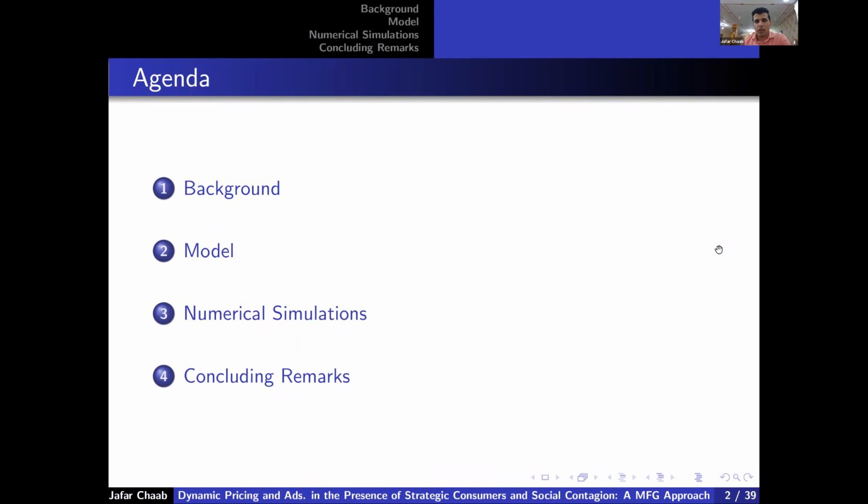So here is the agenda. First, I'm going to start with providing some background on the problem that we are interested in. Basically, I'm going to introduce diffusion of innovation theory and mean-field game theory. And also, I'm going to talk a little bit about the consumer segmentation in our framework. And then I'm going to focus on the model, followed by numerical simulations where I'm going to provide some insight on our results. And then I'm going to finally wrap up with some concluding remarks.